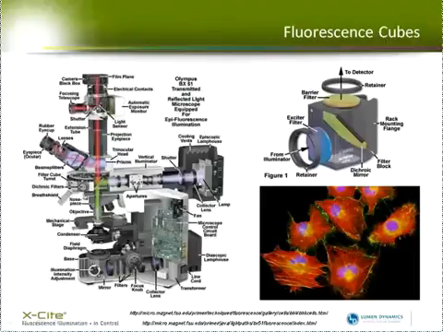So just a couple more words about the fluorescent cube. It's shown here. Again, there are 3 components. You have light coming from the light source into an excitation filter. You have your dichroic mirror or your beam splitter, and then you have your emission filter or your barrier filter. And as I said before, that fits in this turret here.